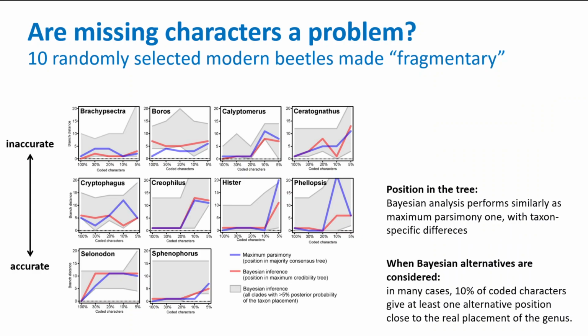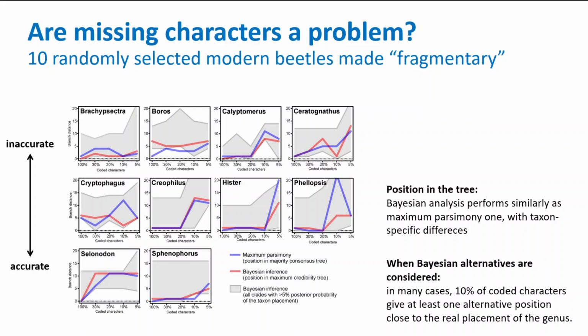Here is the result. The blue line is the position revealed by the maximum parsimony. The red line is the position revealed in the maximum credibility tree in the Bayesian analysis. So this is the most probable placement found in the Bayesian analysis. And the gray area is if we consider all the alternative positions revealed by this Bayesian analysis. On the y-axis, the closer to zero you are, the more accurate you are, the closer you are to the correct position. And on the x-axis, you have different amounts of coded characters.